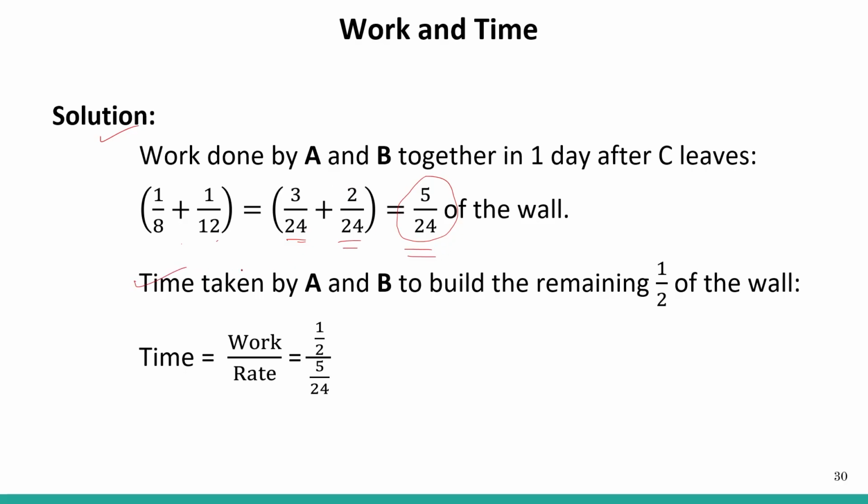So time taken by A and B to build the remaining half of the wall is equal to what? Time is equal to work by rate. So time is equal to the remaining work, that is 1 by 2, divided by the combined work rate of A and B, because only C left, not A or B. So that's why we calculated the combined work rate of A and B. So it became 5 by 24. Solving it, 24 by 10, that is equal to 2.4.